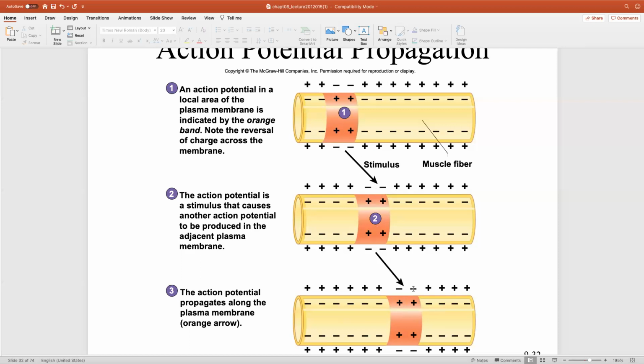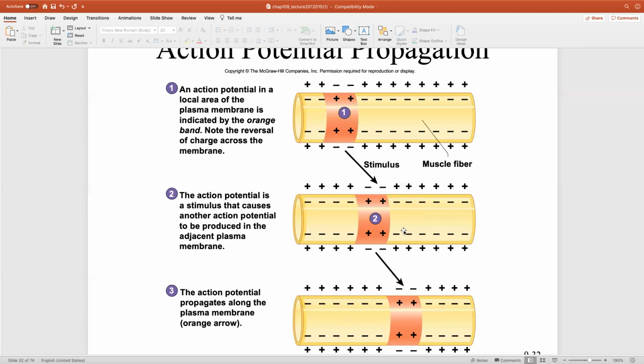Now, I did mention that sodium doesn't know which direction to go. It can go to the left, it can go to the right. The thing is, when sodium goes to the right, over here, it encounters a region of the plasma membrane that hasn't activated yet. Their voltage-gated sodium channels didn't open up yet. It's naive. It's fresh.